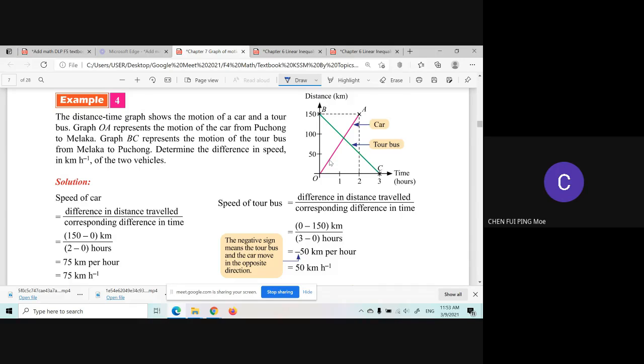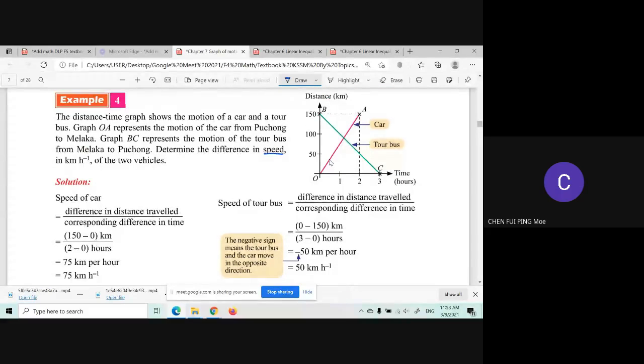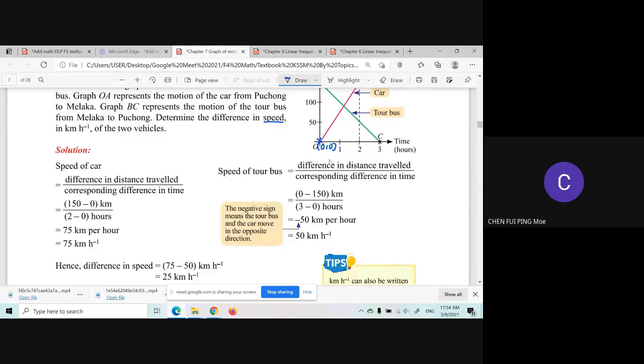So determine the difference in speed of the two vehicles. When they talk about speed, you will think about the gradient. So you just calculate the gradient of the bus and the car. Simply choose any 2 points. This one is 0, 0, and this point is 2, 150. So simply 150 minus 0, divided by 2 minus 0. The unit, actually, is not needed. For maths it is okay, no need. So the final answer is 75 for the car.